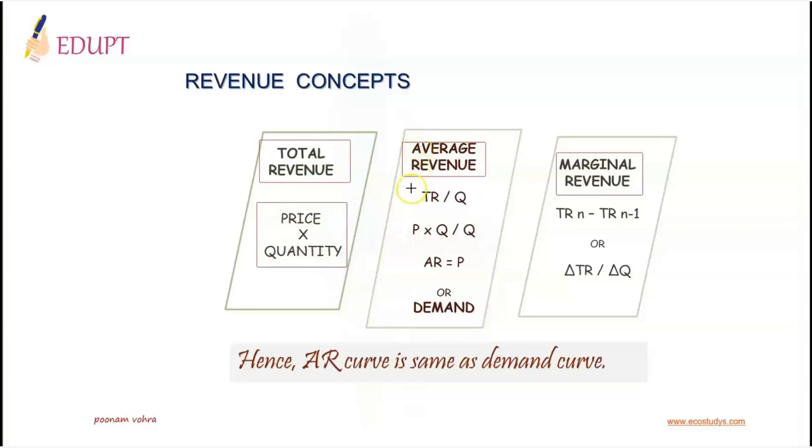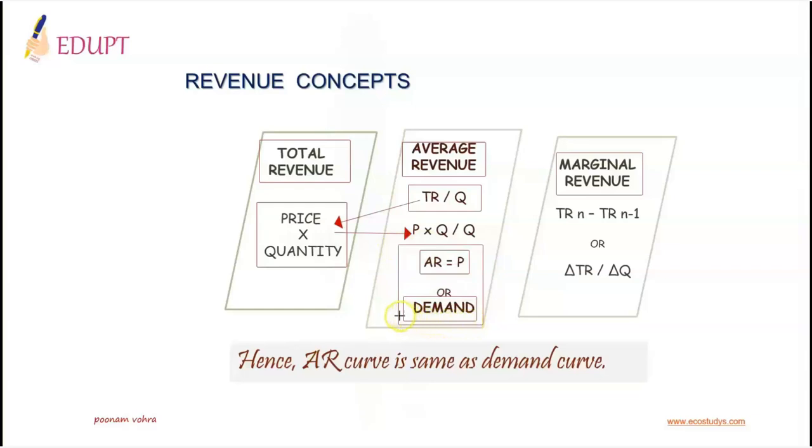Average revenue is revenue per unit of output sold and can be found by total revenue divided by quantity sold, where total revenue is price into quantity, divided by quantity. Or we say average revenue is the same as price, or it is the same as demand. Please note that average revenue and demand curves are the same.